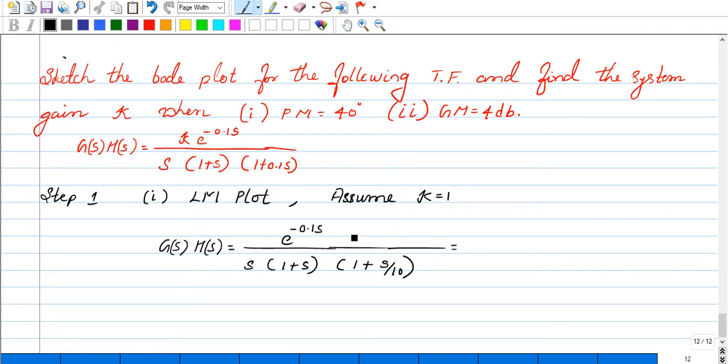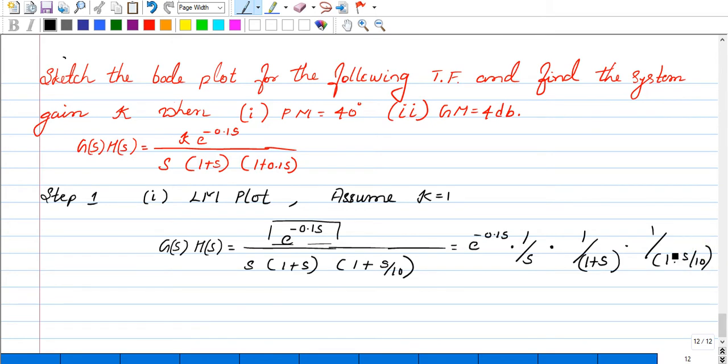So this particular e raised to minus 0.1 s is a constant term, so I will write e raised to minus 0.1 s as the first term, followed by the derivative factor that is 1 by s, followed by 1 by 1 plus s, and followed by the last, 1 by 1 plus s by 10.